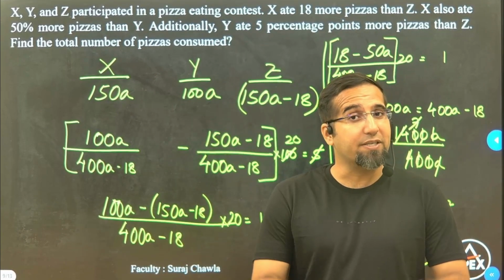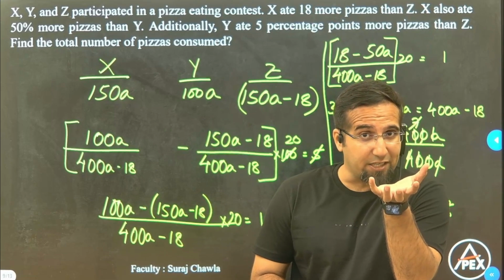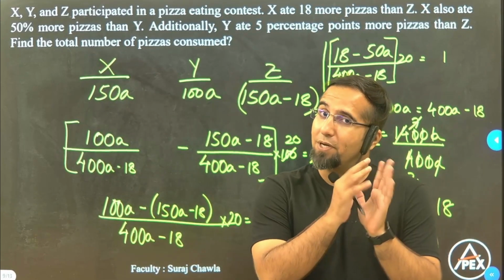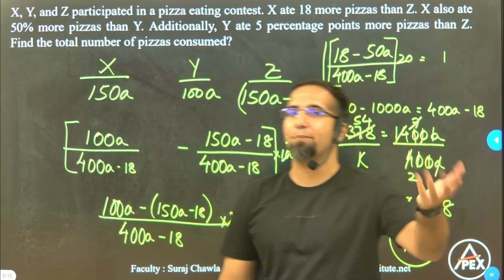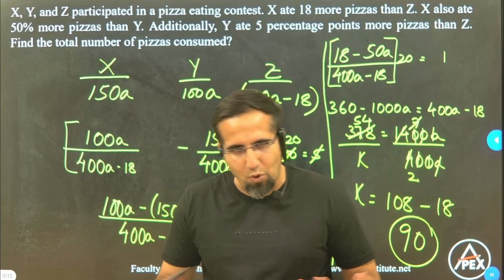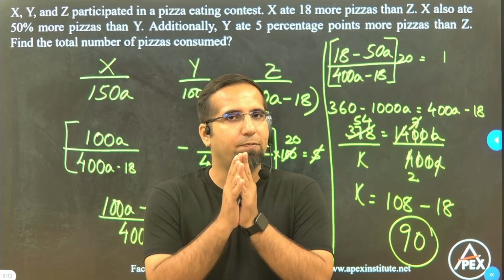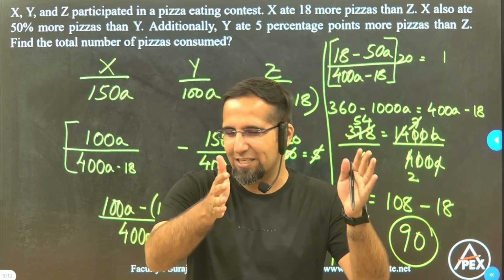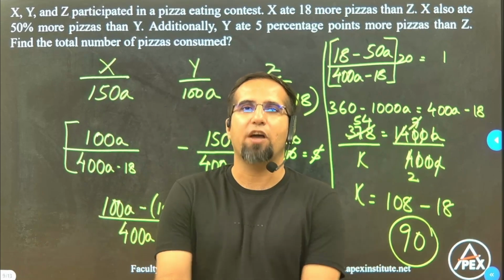How do we calculate percentage of y? The number of pizzas eaten by y divided by total number of pizzas into 100 becomes the percentage of pizzas eaten by y. Similarly, percentage of pizzas eaten by z is the number of pizzas eaten by z divided by total number of pizzas into 100. Percentage of y minus percentage of z is equal to 5 percentage points.